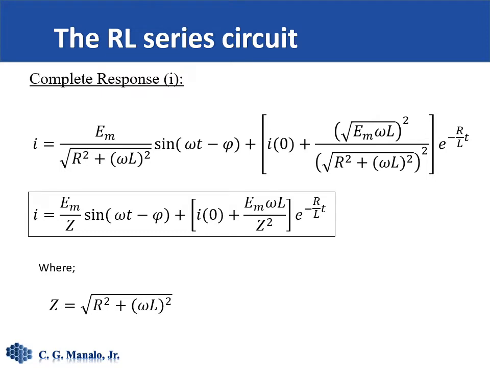We can further simplify the complete response by giving this radical sign a new variable we call z. Later this will have a name. We call this the impedance of the RL circuit. So that will further simplify our complete response into this formula.